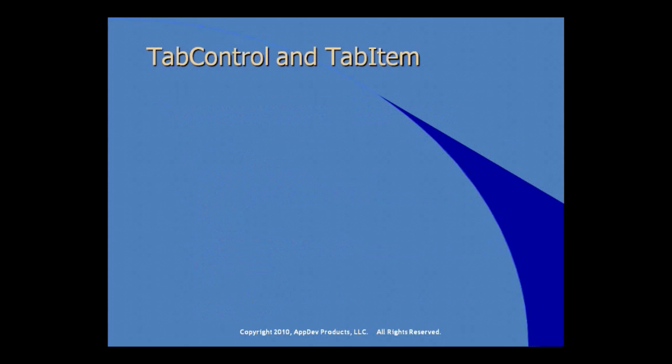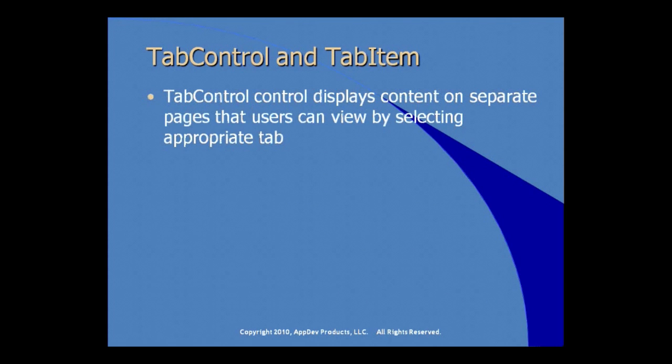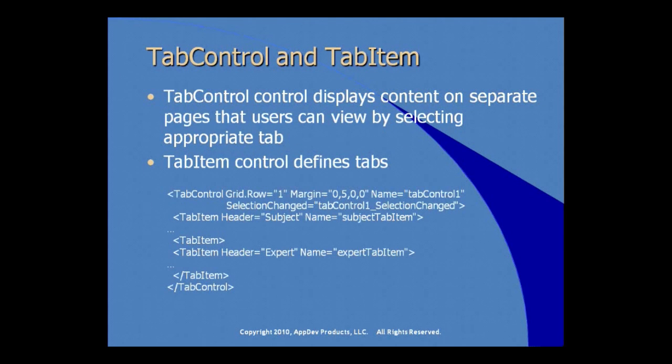You can add tabs to your UI by using the tab control and tab item elements. The tab control displays content on separate pages that users can view by selecting the appropriate tab. And then each tab is a tab item.